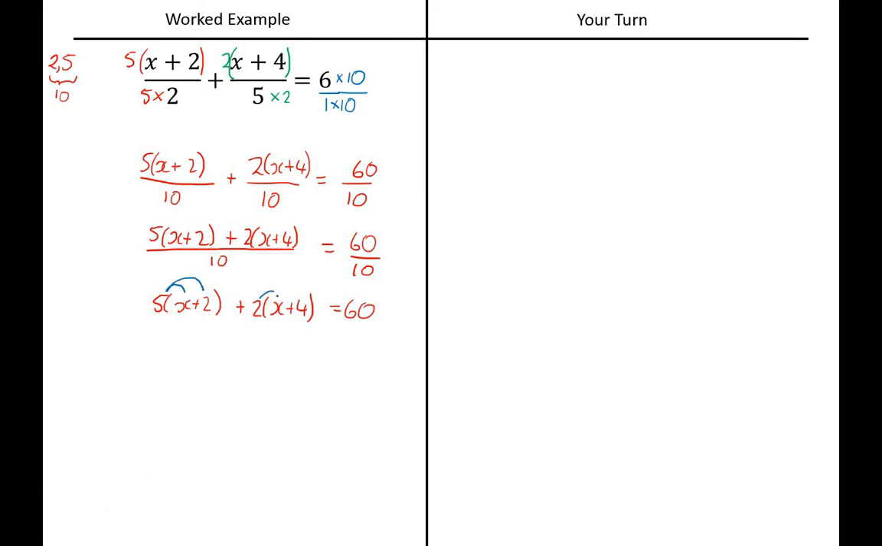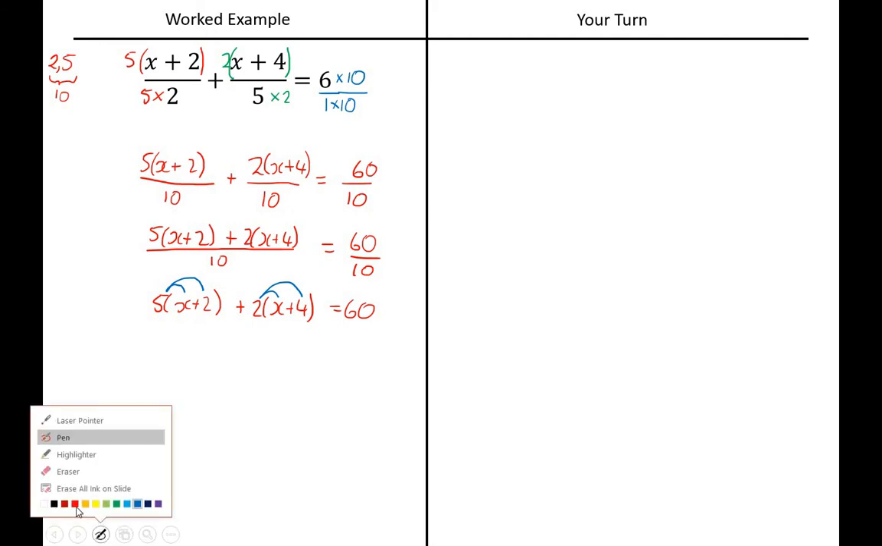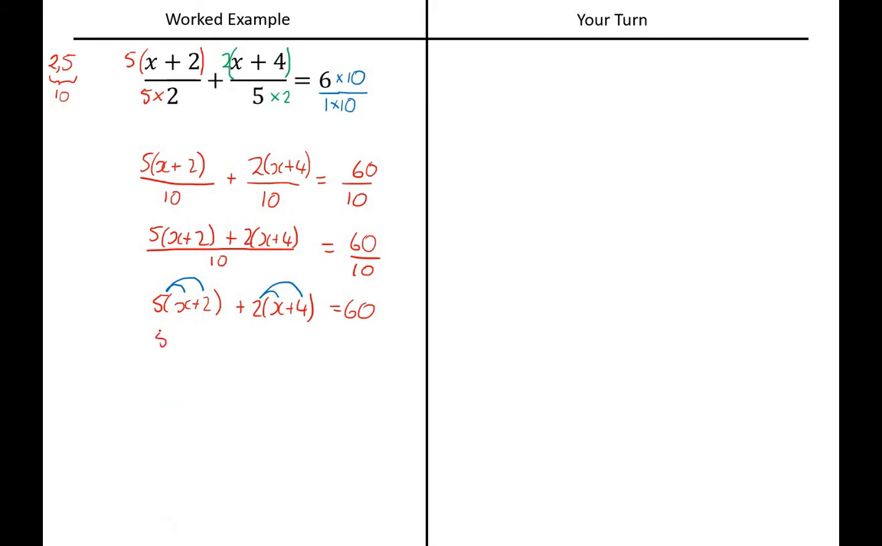And I'm drawing these on so that I remember that I don't only multiply the first term by 5 but the second term as well. Okay, so expanding out the brackets, we get 5x plus 10 plus 2x plus 4. Oops, nearly did that. 2 times 4 is 8, is equal to 60. And let's collect together the like terms, so we end up with 7x plus 18 is 60.